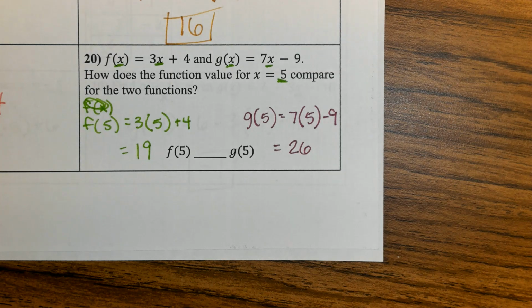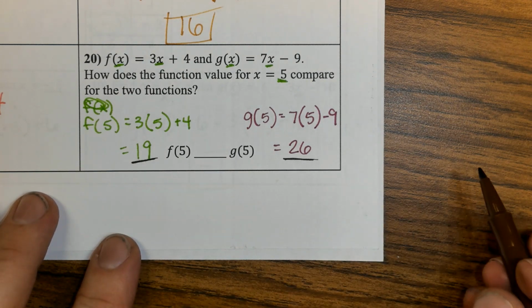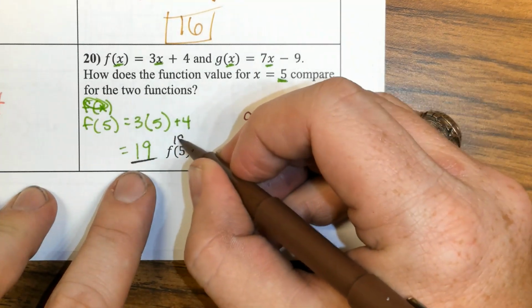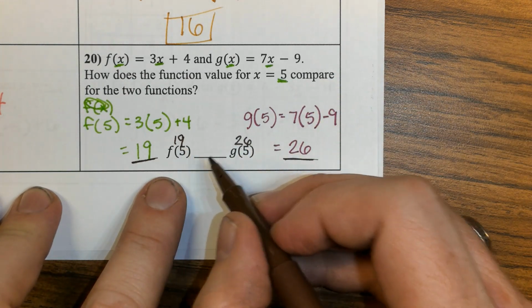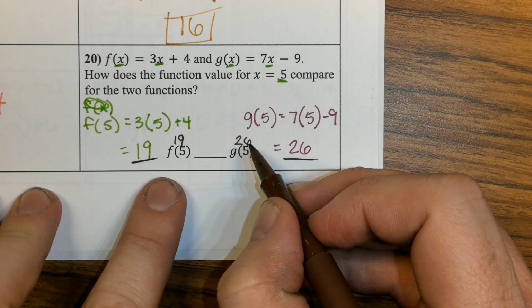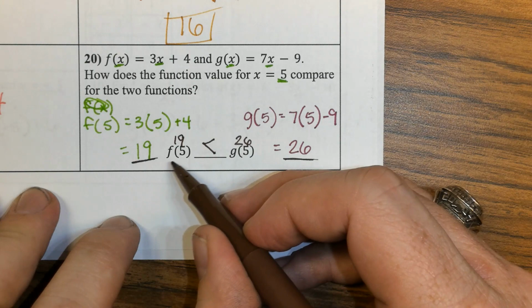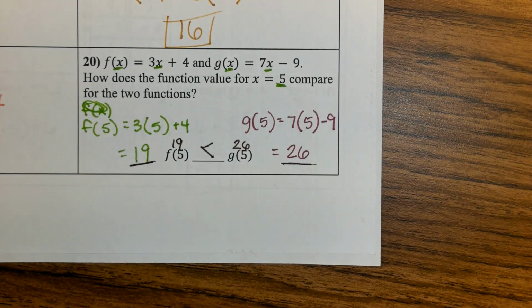So here is really what I'm trying to do, and this is all this work, right? Oh my gosh, it's so much. It's not that bad. Quick and plain. All right, I'm comparing my answers. So I want to compare 19 and 26. Okay, so 19 is f, right? So remember I did this the other day. I'll write my answers right above. So I want to say 19 is less than, greater than, or equal to 26. Well, obviously we know 19 is less than 26. Therefore, f of 5 is less than g of 5. And that is my answer.